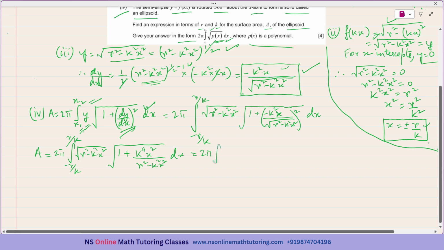equal to 2 pi, negative r over k to positive r over k, square root of r square minus k square x square, and I am taking the common denominator as r square minus k square x square, so it is r square minus k square x square plus k to the power of 4x square over r square minus k square x square.